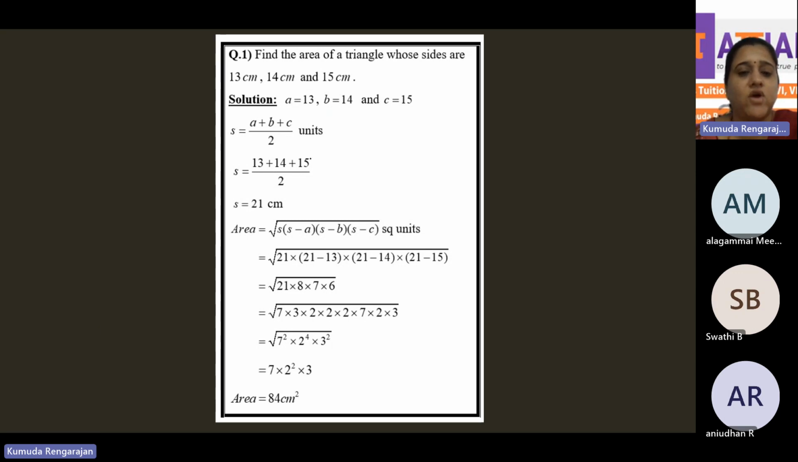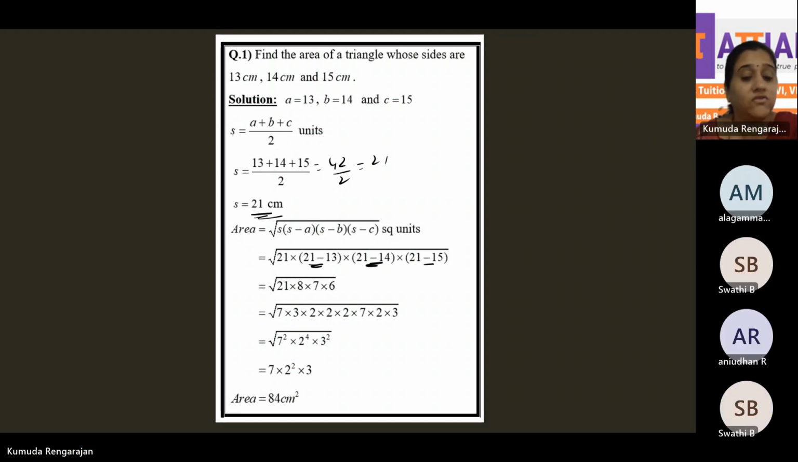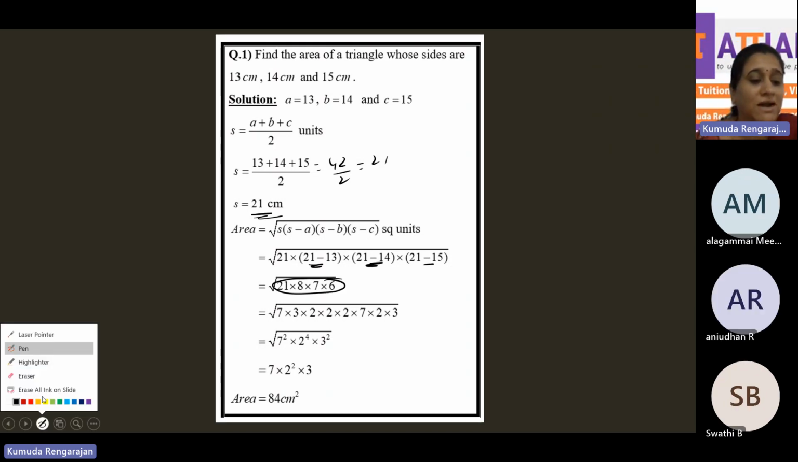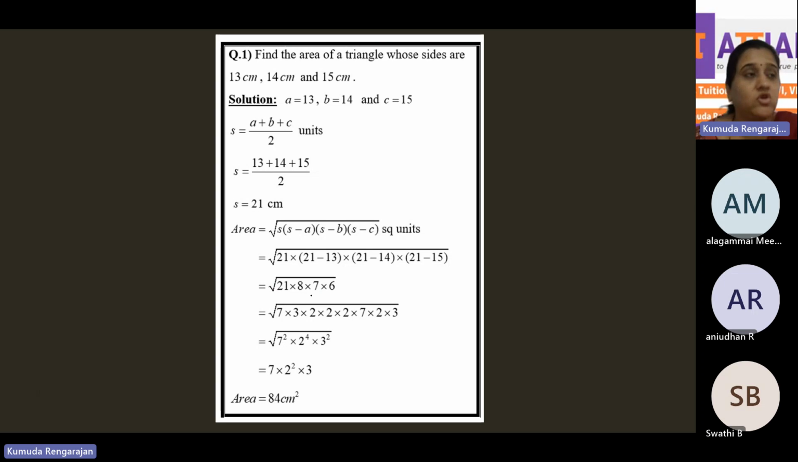So you should add all the numbers. When you add, you get 42. 42 by 2 is 21 centimeters. Then put all the values that you know in the formula. So then it will be 21 into 8, which is what you get when you subtract 13 from 21, then 7 and 6. Now, how do you continue? You should not multiply these numbers. Then what should you do? You must break down the numbers and write them as a product of their primes. Don't multiply 21 into 8, then into 7 into 6. Don't do that.